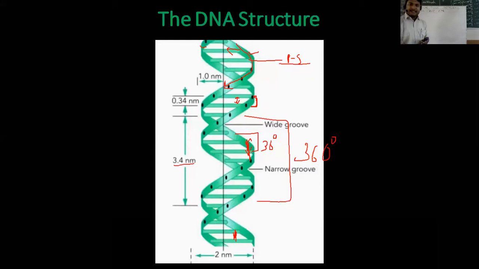And we saw yesterday that the diameter of the DNA is 2 nanometers, and the pitch, the number of base pairs per single turn, is 10. For each base pair, the distance is 0.34 nanometers, and there is a 36-degree rotation when we go from one base pair to the next.